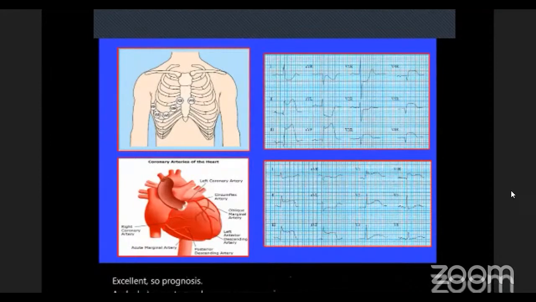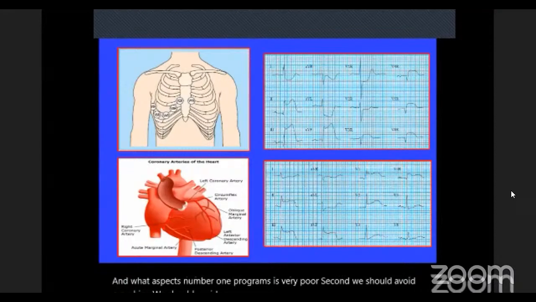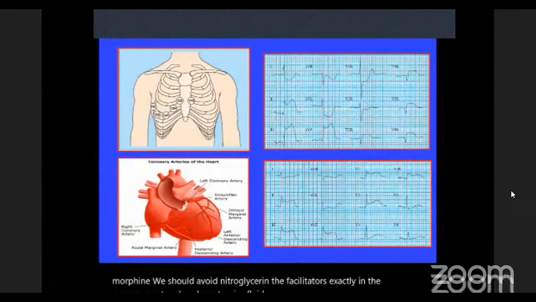Second, management-wise, we should avoid nitroglycerin, the vasodilator. Yes, exactly, in the management, you're right. And you have to give fluid to maintain the circulation. So avoid vasodilators, nitroglycerin, morphine, and give lots of fluid to maintain the circulation. Excellent.